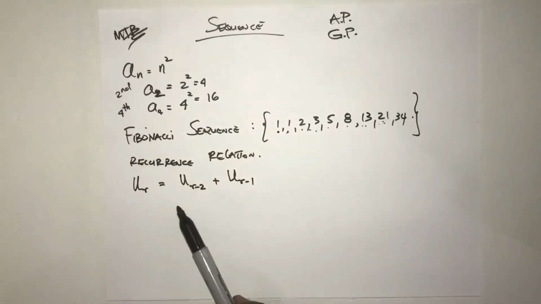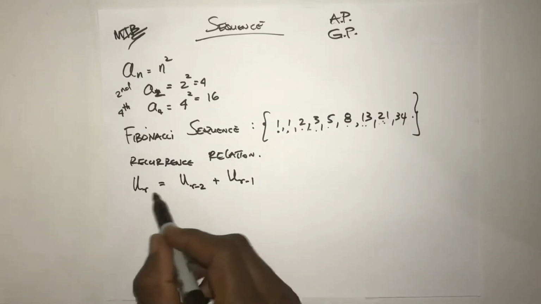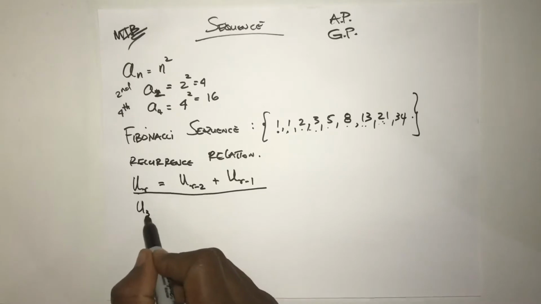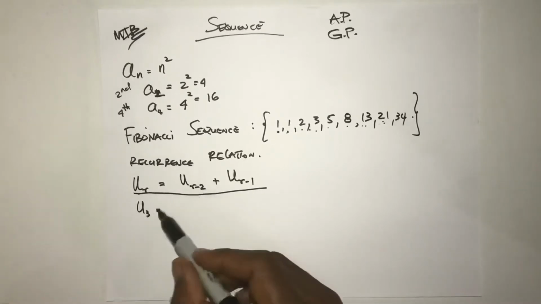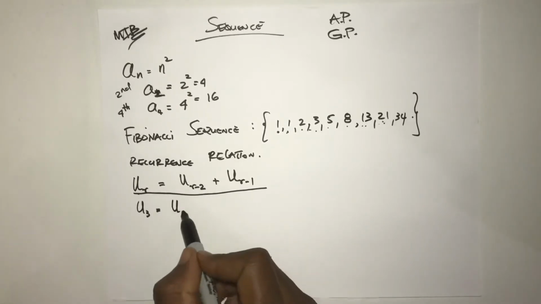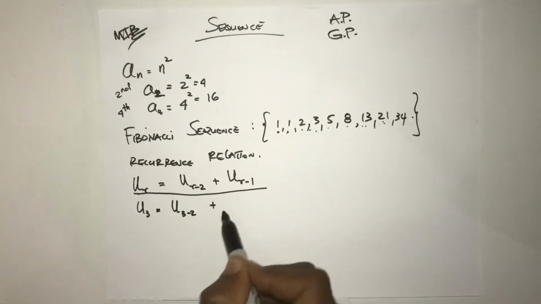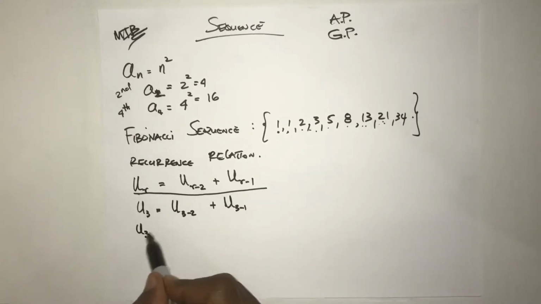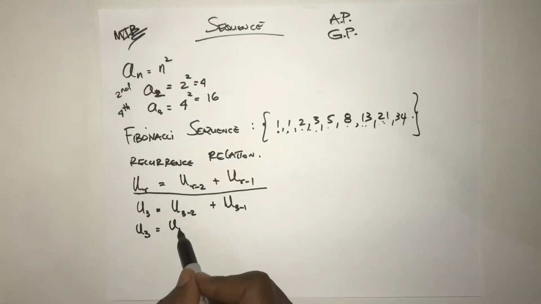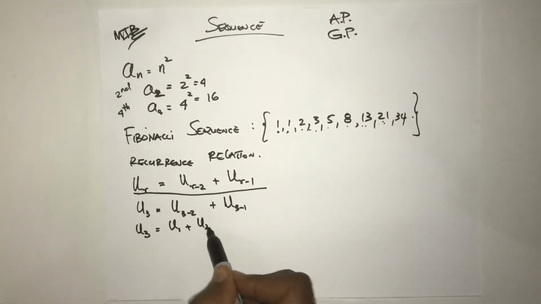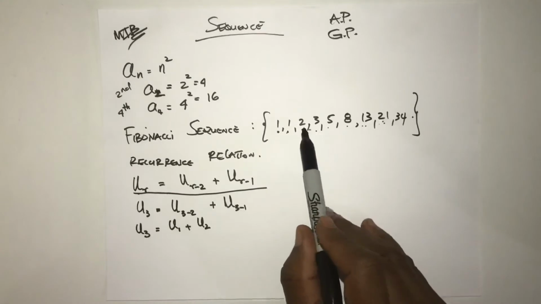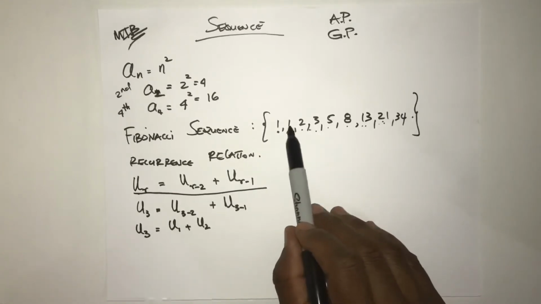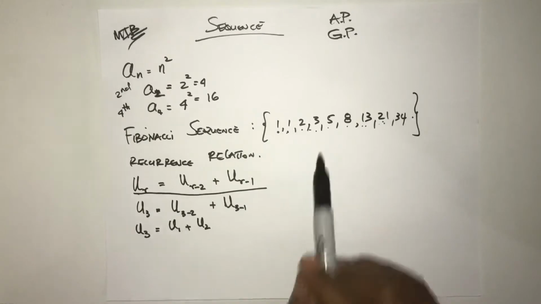So in this case, if we were to look at the third term, this would be U3, and anywhere r is, you put 3, that would be U_(3-2) plus U_(3-1), which simplifies to U1 plus U2. As stated before, the third term is found by adding the first term plus the second term.